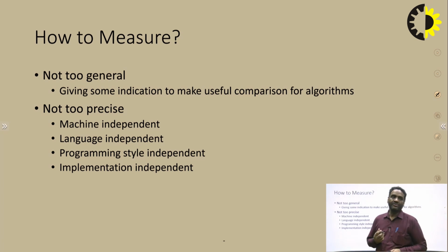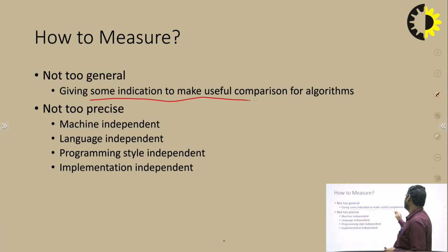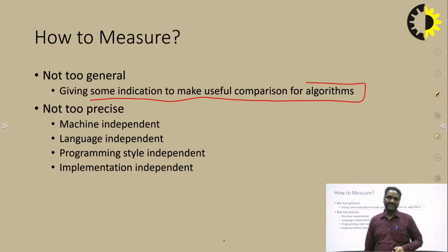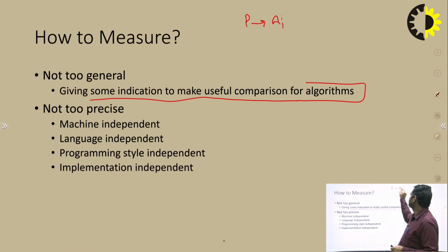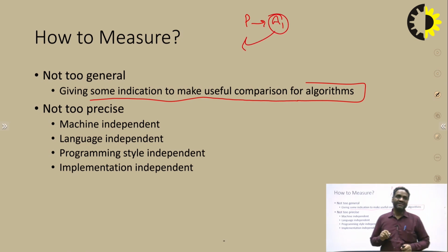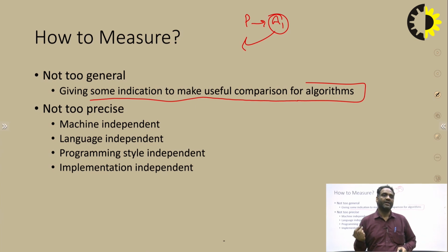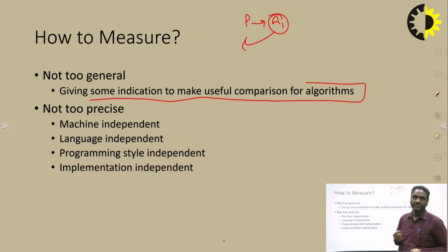how to measure, that is not too general, that is giving some indication to make useful comparison for algorithms. Suppose we are inventing a new algorithm for the given problem P. But this given problem may have many solutions, or we can say a number of algorithms through which it is solved. So we are measuring, or analyzing, the newly invented algorithm by means of the given solutions, or other algorithms.